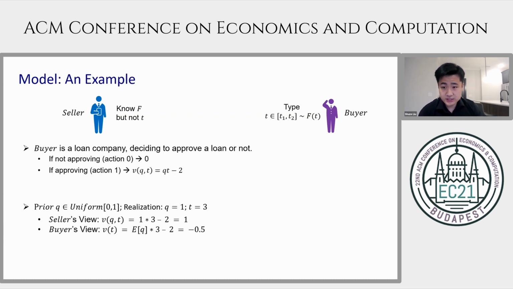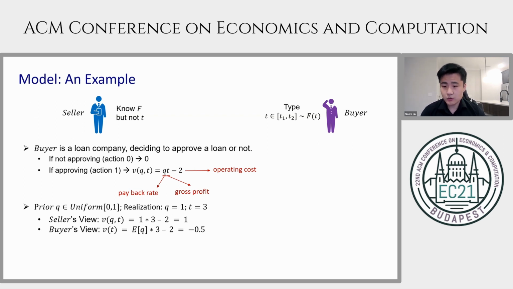Now, let's look at a concrete example. Here, the buyer is a loan company deciding whether to approve a loan or not. If not approving, the buyer will derive utility 0. If approving the loan, the buyer will derive utility V(Q,T), which equals Q times T minus 2. We can understand Q as a payback rate, T as the gross profit from a successfully paid back loan, and minus 2 as the company's operating cost.